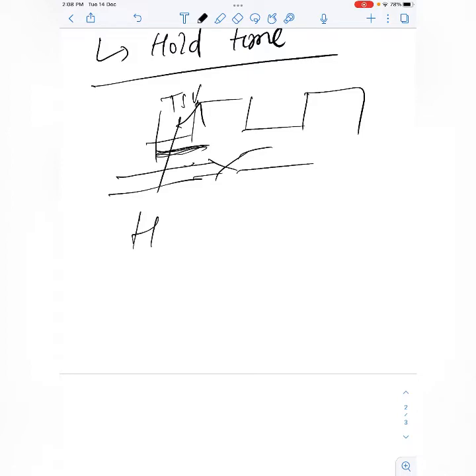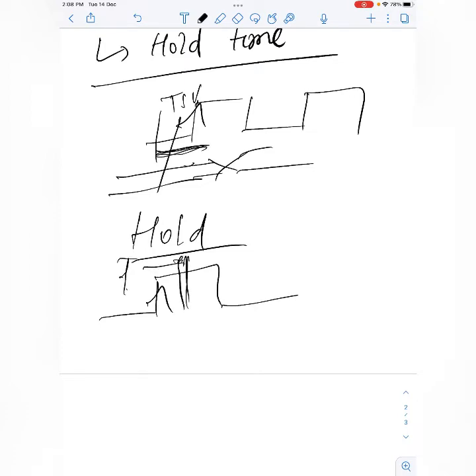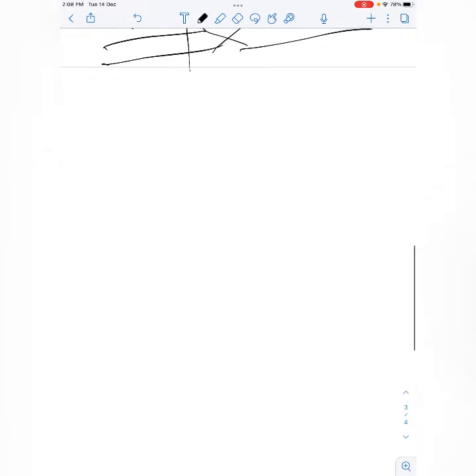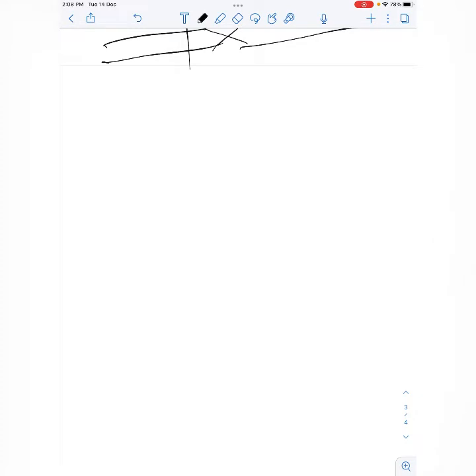And what is hold time? The minimum time after the clock edge the input must be stable and should not change. See, the input is not changing. I have given an example as well. So what happens if the setup time and hold time requirement is not met?